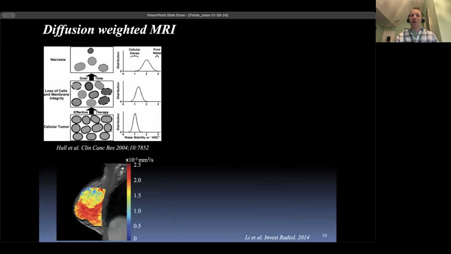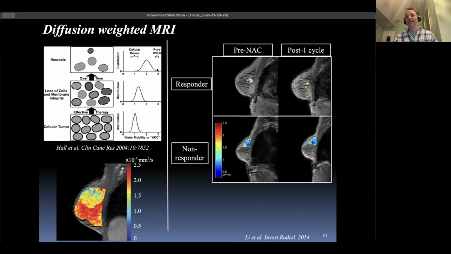The diffusion stuff, water diffuses with some sort of characteristic time constant. If you imagine in your mind's eye a pixel that's filled with these cells, then water can only diffuse so far per unit time. But if you give a cytotoxic therapy and some of these cells die and lyse, there's more extracellular space. And so water can diffuse more freely per unit time, and the diffusion distribution will shift to higher values. And so people have used that to map the values in vivo.